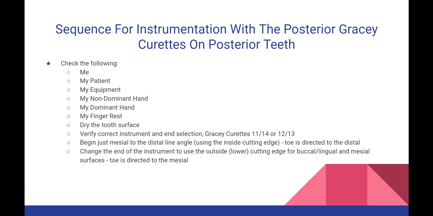Begin just mesial to the distal line angle. You'll be using the inside cutting edge. The toe is directed towards the distal. Change the end of the instrument to use the outside or lower cutting edge for the buccal, lingual, and mesial surfaces. The toe will now be directed towards the mesial.